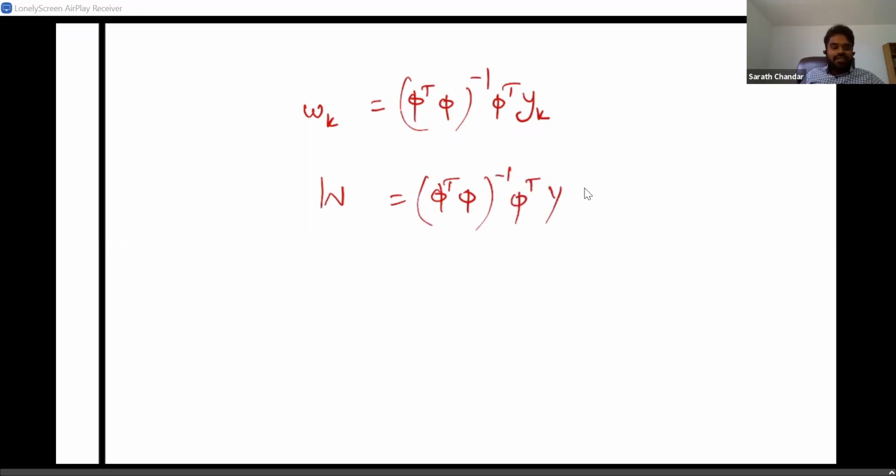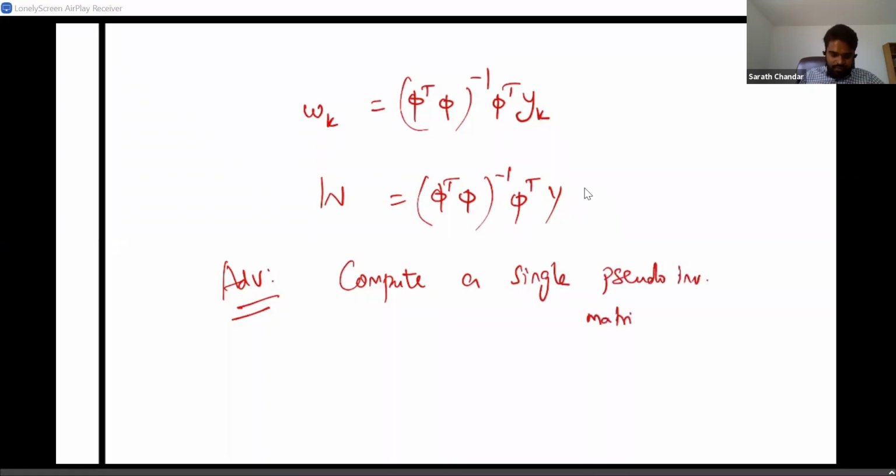Okay, so what we see here is the solution to the regression problem actually decouples for different targets. However, the advantage here is we compute a single pseudo inverse matrix, which is shared by all the w's. So this is how we will extend the regression from predicting just one output to k outputs. So we will stop here.